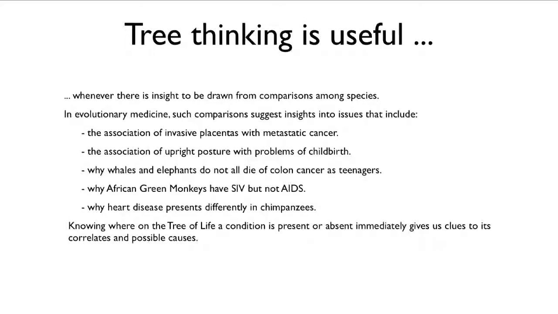It helps us understand, for example, that if we were to look at African green monkeys and realize that they have simian immunovirus, but they don't get AIDS, that we could understand something important about resistance to AIDS by looking at a relative that has a very similar virus but doesn't get sick. And we can also understand something about heart disease and why we are susceptible to our particular kind of heart disease by seeing that heart disease is quite different in chimpanzees, and the way that fat forms and that plaques form and things like that in chimpanzees is quite different. So knowing where on the tree of life a condition is present or absent gives us immediately a clue as to its correlates and its probable causes.